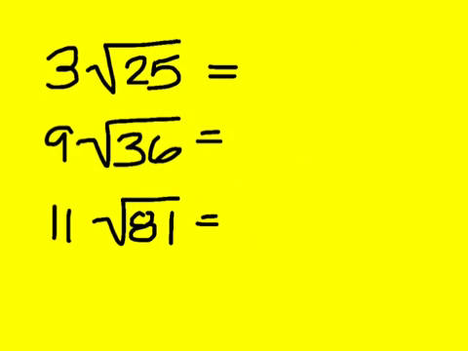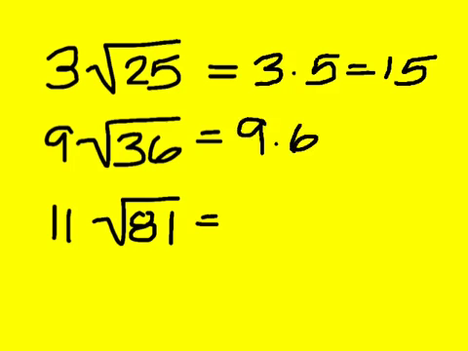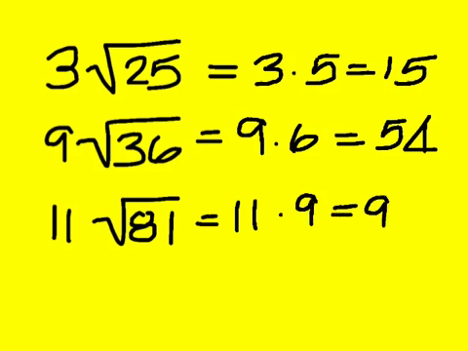Example number 3. Now you have a number that you're going to multiply by the value of the square root. What is the square root of 25? 5. So 3 times 5 is 15. Square root of 36. 6 times 9 is 54. And square root of 81. 9 times 11. 99, yes.